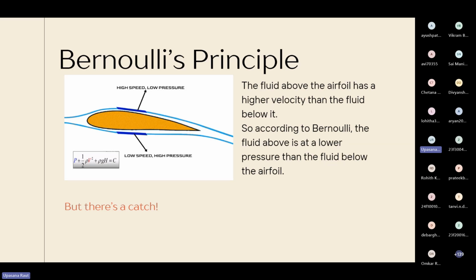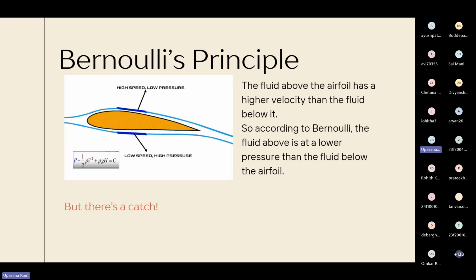So we all know Bernoulli's principle. This is the equation right here. It's basically the conservation of energy equation. So above the airfoil, the air goes at high speed. The shape of the airfoil is like that. Both the particle above and below should reach the end of the airfoil at the same time, right?